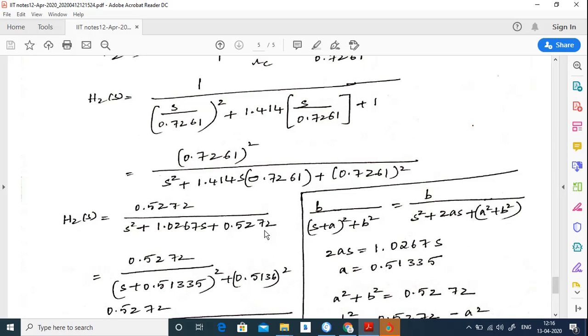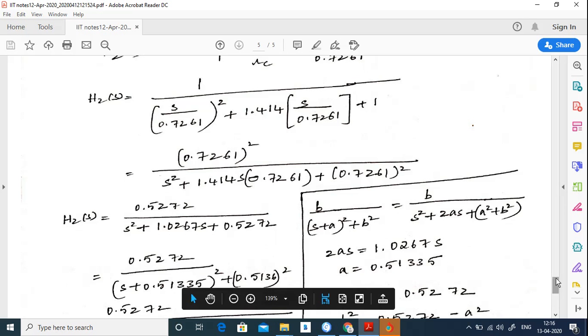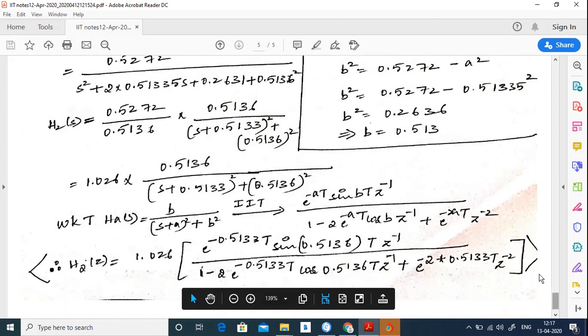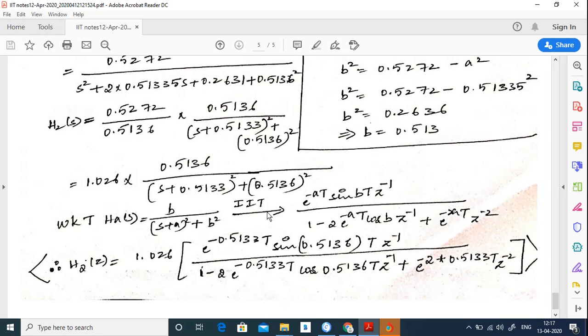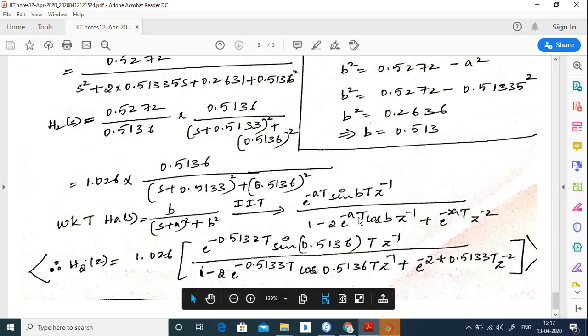We have one standard formula, which is given by this: H of S is equal to B by (S plus A) whole square plus B square. If you use the impulse invariant transformation technique, you will get it like this: e power minus aT sin bT z power minus 1, whole divided by 1 minus 2 e power minus aT cos bT z power minus 1 plus e power minus 2aT z power minus 2. T is missing here, kindly note that. So this is the standard expression.